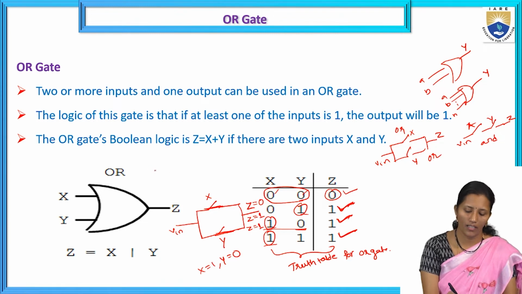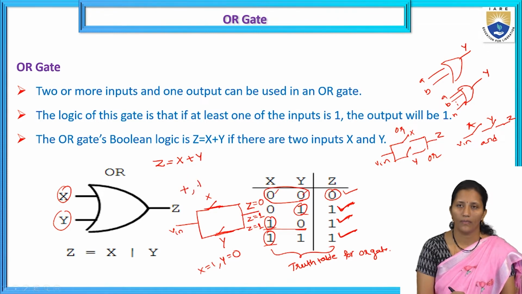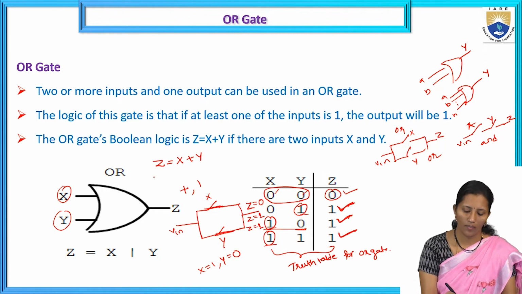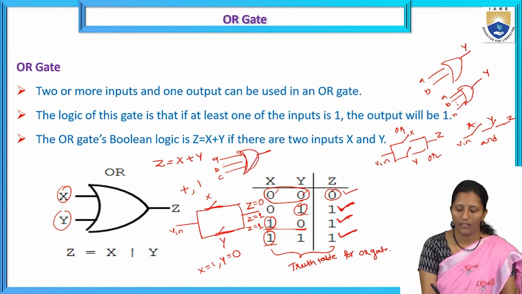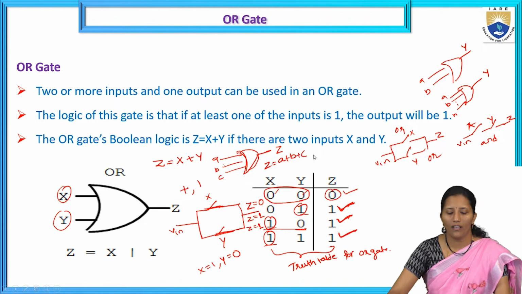So here we can represent the Boolean logic function by using OR. Both inputs are x and y, so we can write the OR gate function as x plus y. The symbol we use here is plus. Suppose we have 3 inputs A, B, C, then what is the output here? Z is equal to A plus B plus C. If we have n inputs, just A plus B plus C plus n. This is the function of the OR gate.